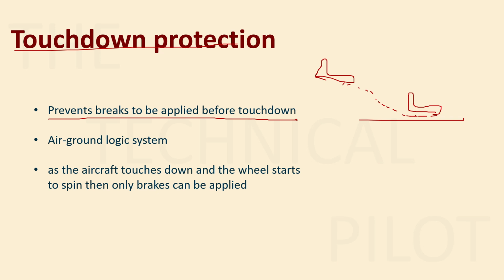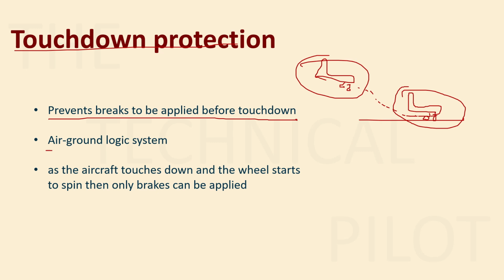Why? Because if the brakes are selected here, the wheels are locked. When the wheels touch the runway while still locked, the aircraft can start to skid. So the wheels are left to rotate by themselves for a while before the pilot selects the brake. This is a protection given by your anti-skid system. It does not let the pilot select the brakes at this position, and only when the wheel starts to rotate on the runway can the pilots select the brakes.